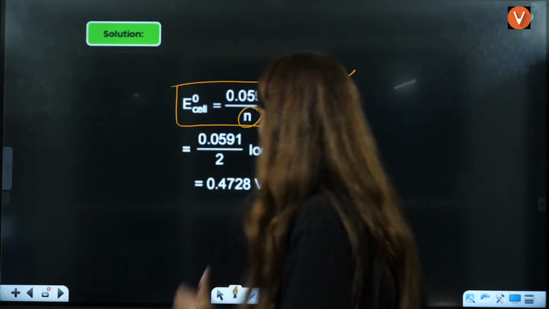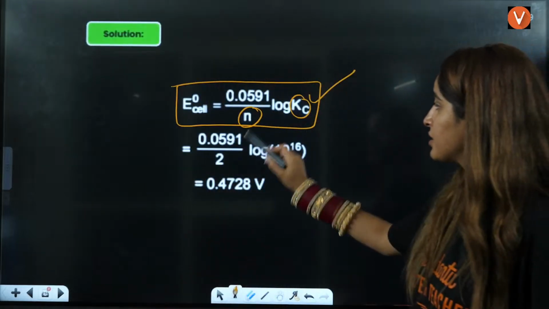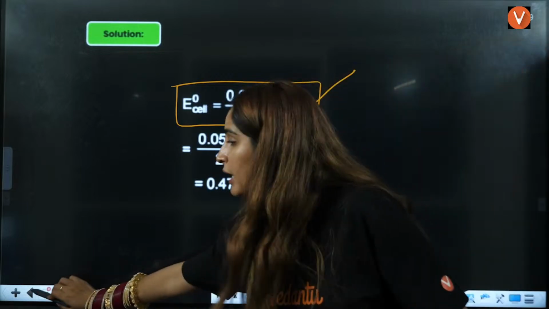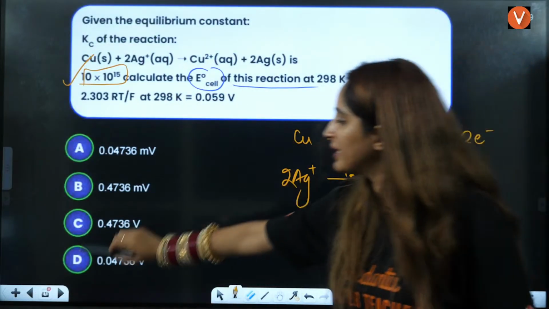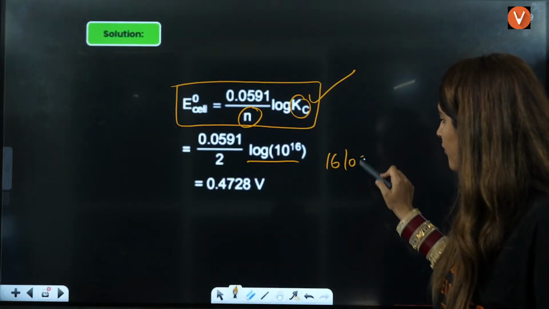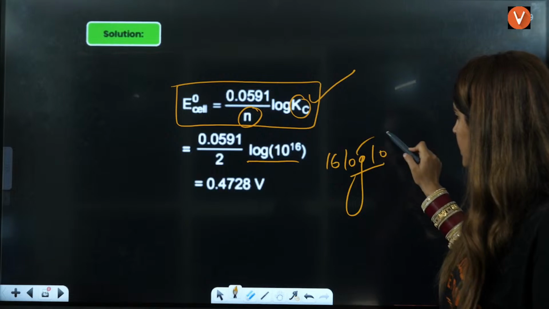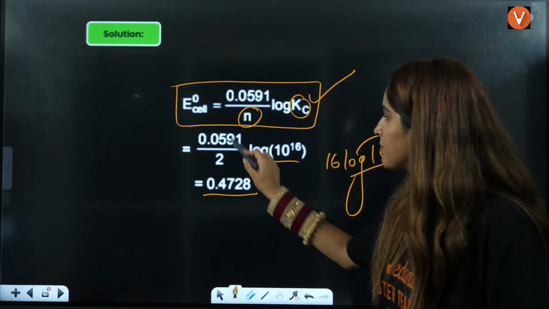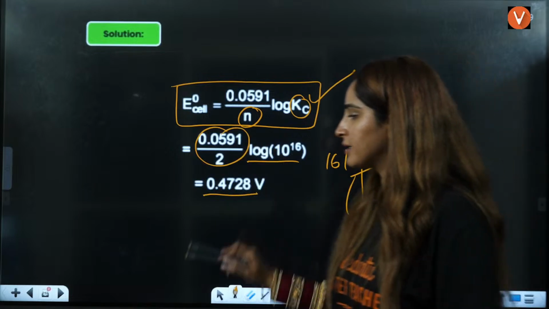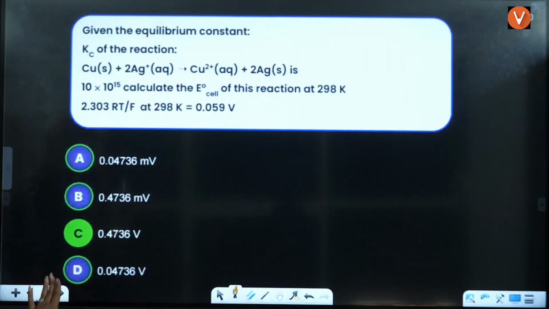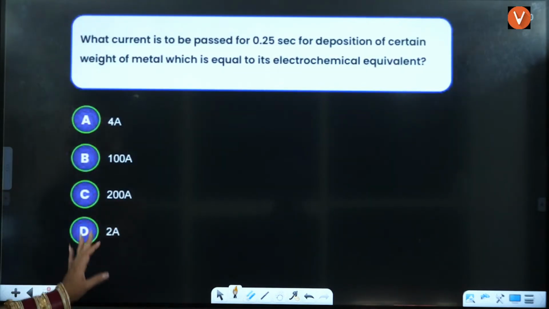So just put the value here, that is N factor is 2, log 10 raised to power 16, because it is given to be 10 into 10 raised to power 15. So overall it will be 10 raised to power 16. Log of this is nothing but 16 into log of 10, and log of 10 is nothing but 1. So it will be 16 multiplied by this and you will get the answer. Okay? Understood?